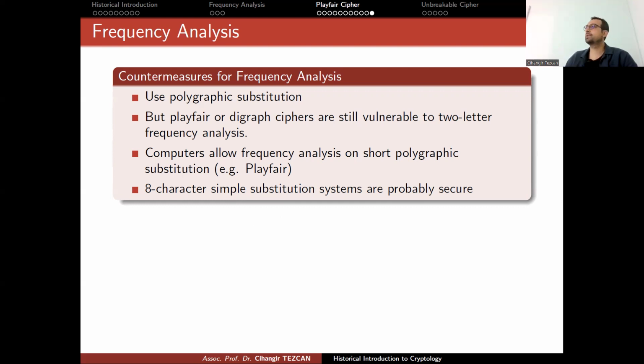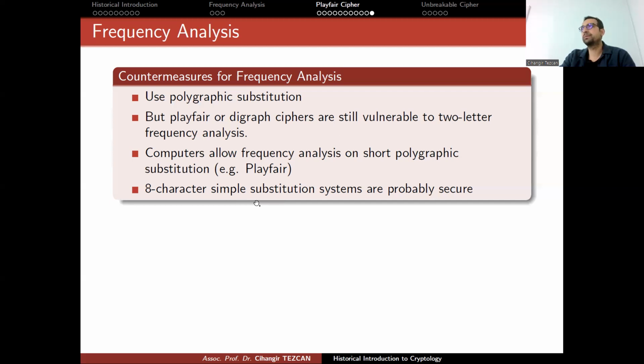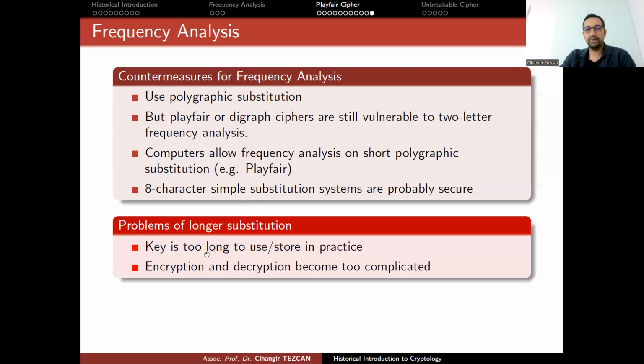You have to create a table replacing every 8-letter group with a different 8-letter group. So even your key now will be maybe terabytes of data. I don't know. You have to calculate. So you cannot use it by pen and paper. But as you can see, the key is too long for this kind of longer substitution, and it is not easy to be used in practice. And encryption and decryption become too complicated now, right? Because if you have that kind of 8-character substitution, it will take a lot of time for you to find the correct 8-character group and so on. So we cannot use it in practice.